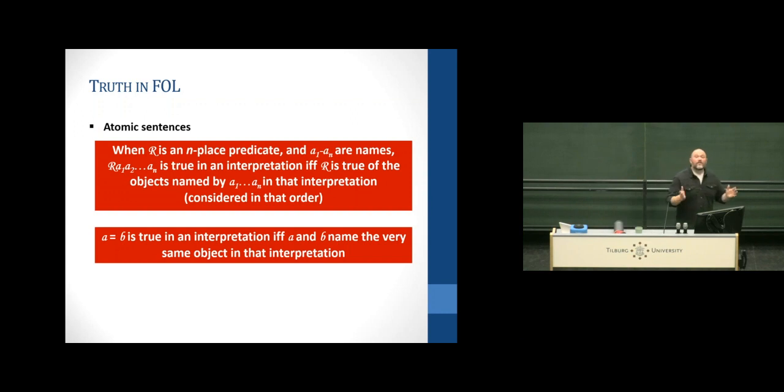Okay, so there's our easiest one, atomic sentences. An atomic sentence is true in an interpretation if the thing named is in the extension of the predicate that we picked out. Bingo. The rest is gravy.